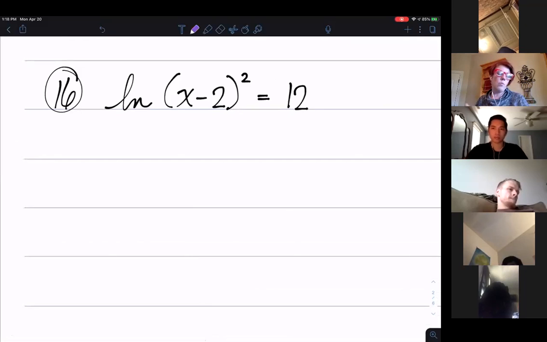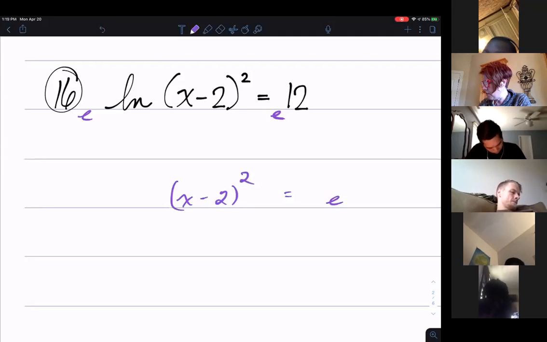All right. So what are your thoughts on this one? Do we do the same thing we did with the last one? E both sides. Yeah, let's E both sides. Okay. So if I E both sides, my E and my natural log are going to undo each other. So I'll have (x minus 2) quantity squared is equal to e to the 12th power.